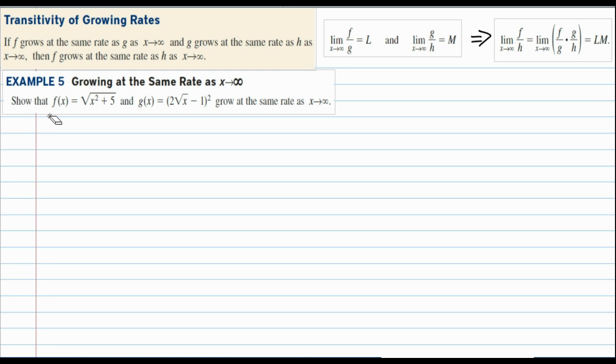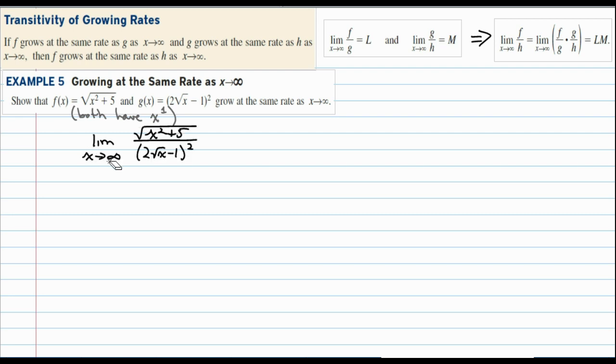So example 5 says, show that f of x equals the square root of x squared plus 5 and g of x equals x grow at the same rate as x approaches infinity. Well, I notice this has a square root of x squared in it, and this has a square root of x that is being squared, so technically both have x to the first in there, sort of, so I kind of know they should be growing at the same rate. Plus it says show that it does, so it does.